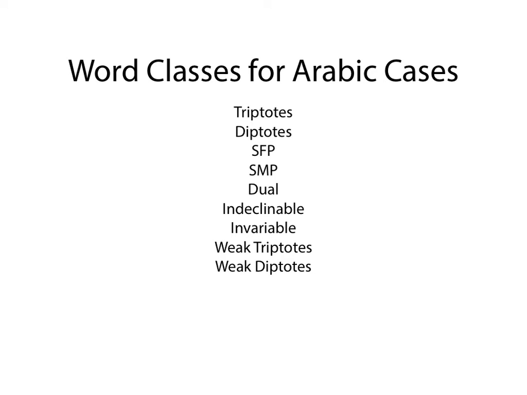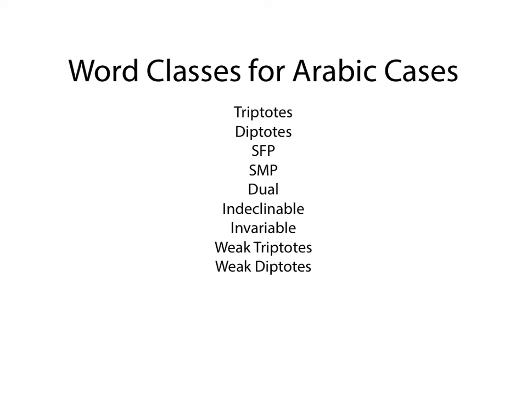Every word, every noun and adjective that takes a case belongs in one of these classes. Now, 9 is a lot, but it is also finite. As with English plurals, the first few classes, like triptote and diptote and sound masculine plural, etc., are quite common, but the other classes are quite a bit less common. But since there's only 9, you should be able to master this system, including the less common classes.